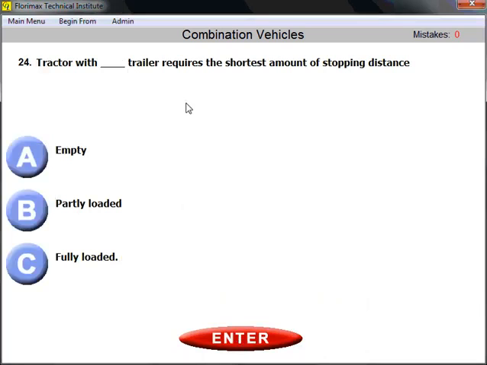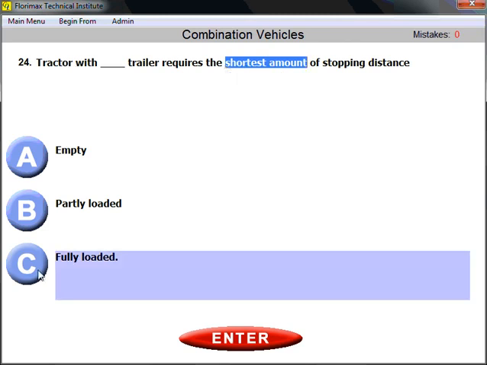Question 24. Tractor with what kind of trailer requires the shortest amount of stopping distance? Shortest. Which tractor with which trailer takes the shortest amount?